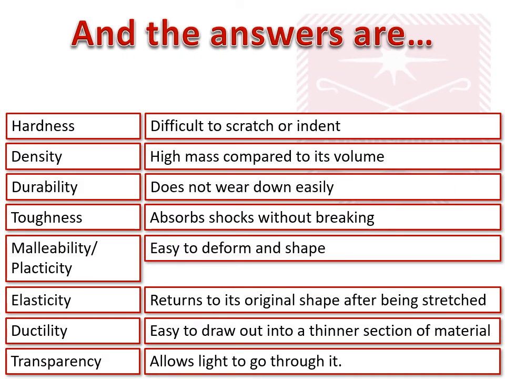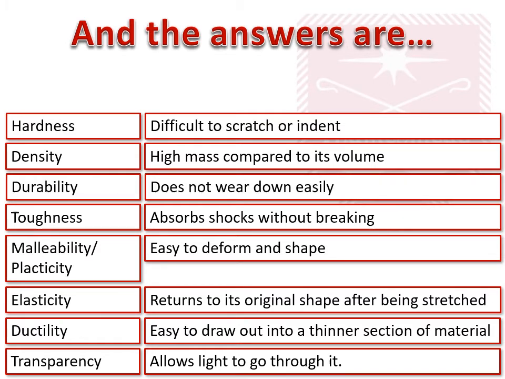And here are our answers. Difficult to scratch or indent is hardness. Density is high mass compared to its volume. Durability is something that doesn't wear down easily, so something's durable. Toughness is if you can hit something and it doesn't break, so it absorbs shocks without breaking.